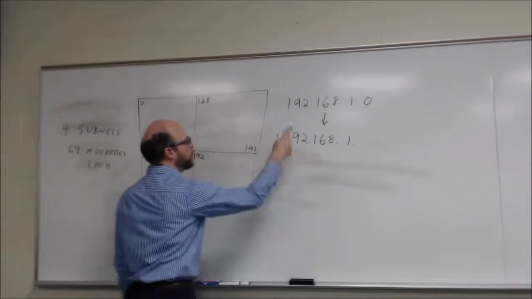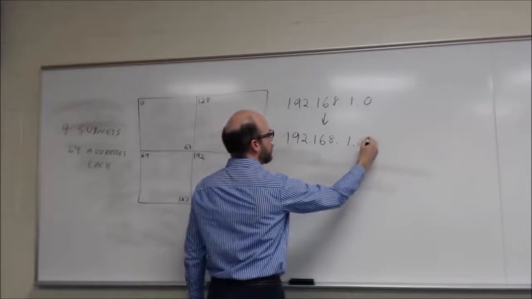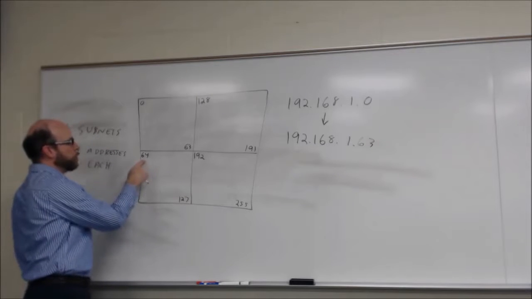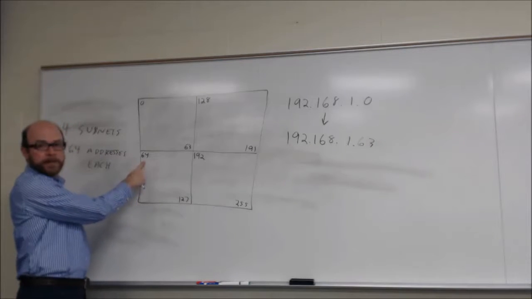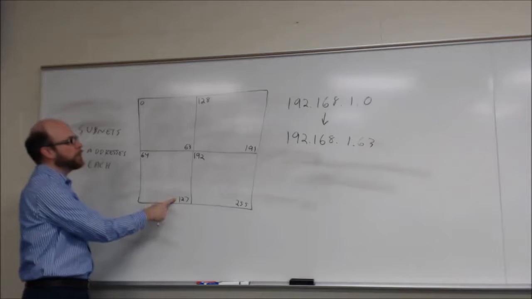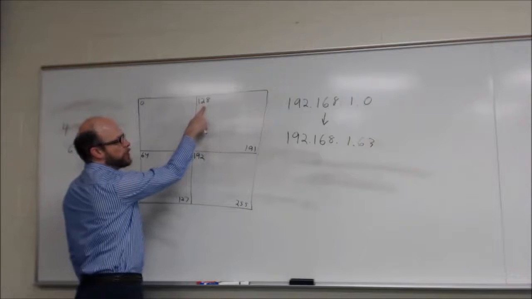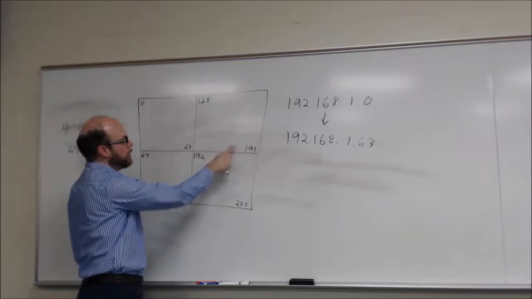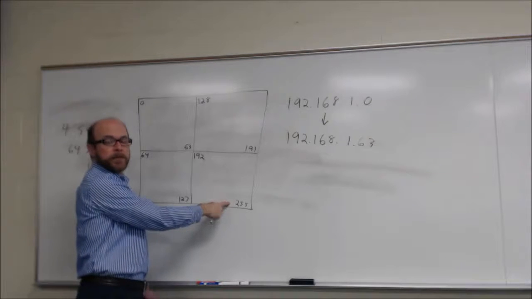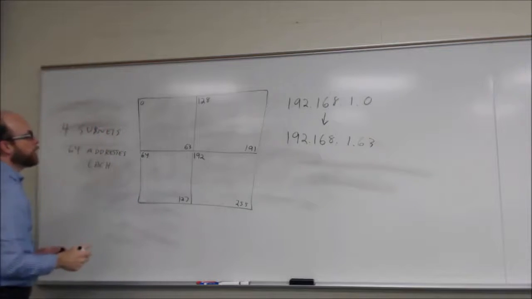In this one, our first subnet would go from 192.168.1.0 to 1.63. And then the next subnet would go from 192.168.1.64 through 192.168.1.127, and so on. 1.128 through 1.191, 1.192 through 1.255. So those would be our different subnets.